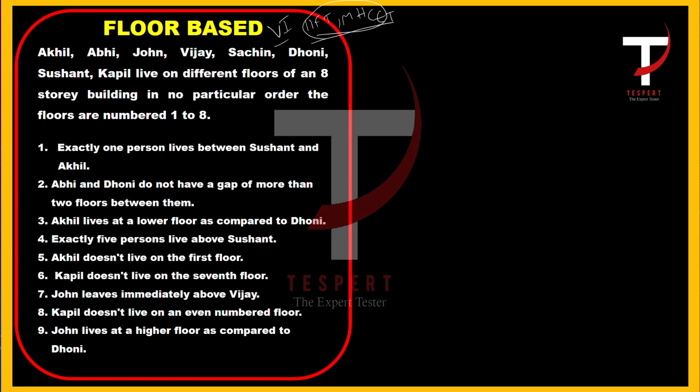Just pause the video and try to solve. Akhil, Abhi, John, Vijay, Sachin, Dhoni, Sushant, Kapil live on different floors of an 8-story building in no particular order. The floors are numbered 1 to 8. So we shall take 8 floors here: 1, 2, 3, 4, 5, 6, 7, 8.